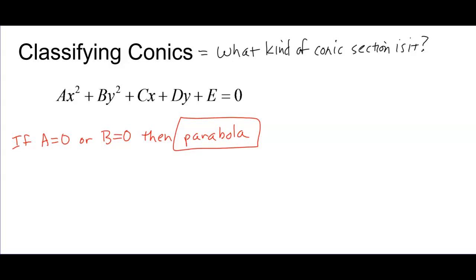So instead of saying if a and b are both positive, we'll just say if a and b are the same sign. And that'll allow for the possibility that maybe they're both positive, or maybe they're both negative. So in that case, you would have an ellipse.